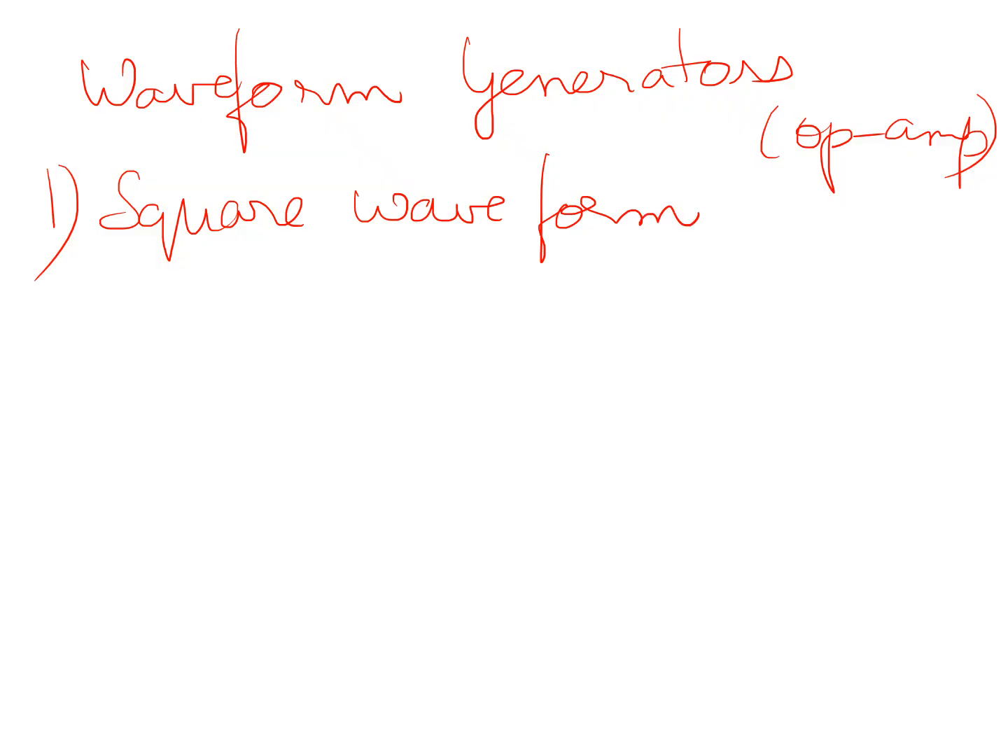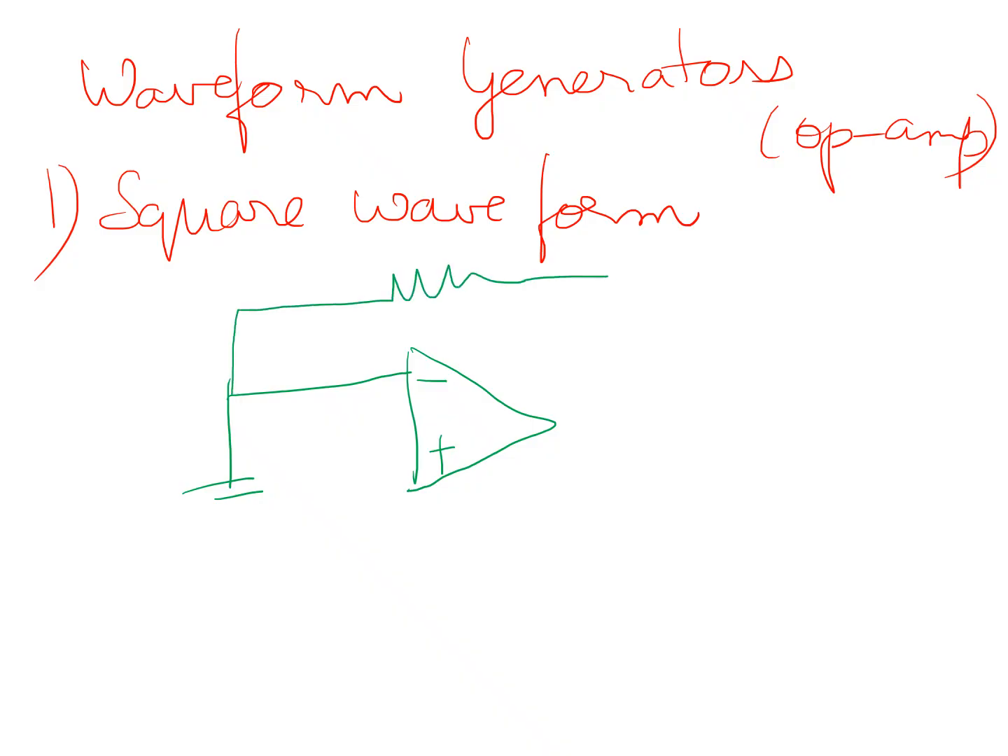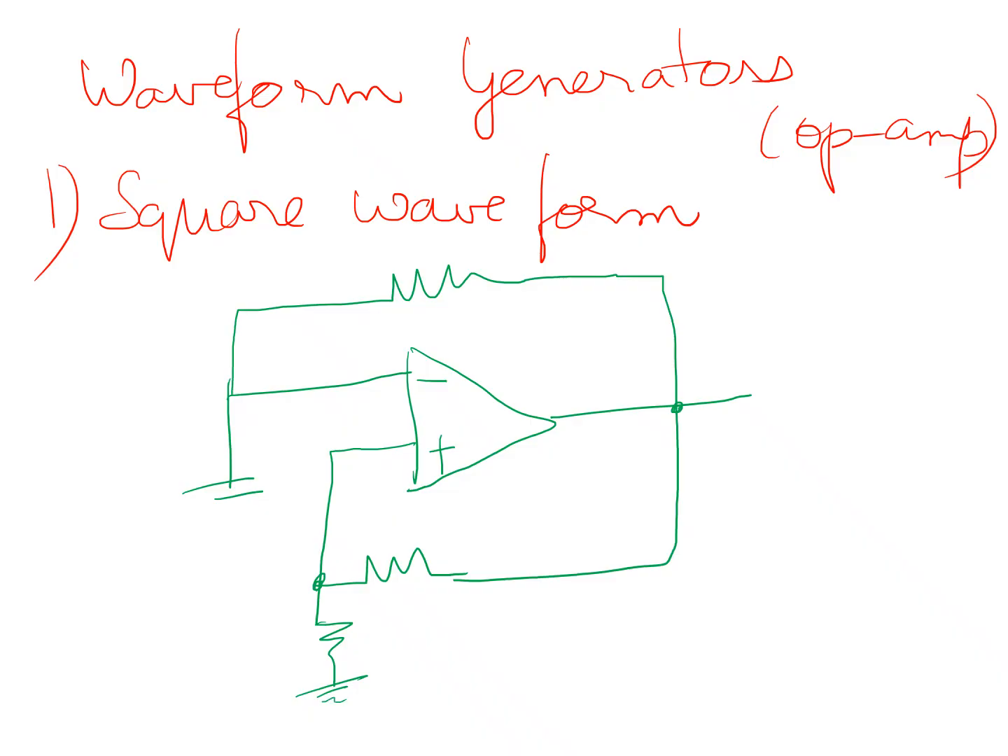I'll draw the circuit diagram of a square waveform generator: an op-amp, inverting and non-inverting terminal, a capacitor connected to the inverting terminal, a resistor in the feedback, and a biasing network with two resistors R1, R2, V0, feedback resistor, and a capacitor.